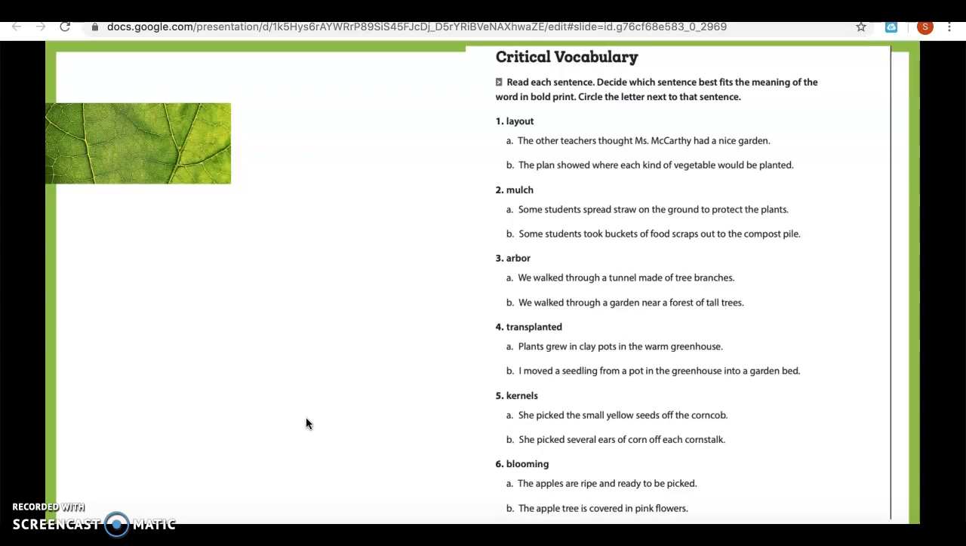Blooming. The apples are ripe and ready to be picked. Or, the apple tree is covered in pink flowers.